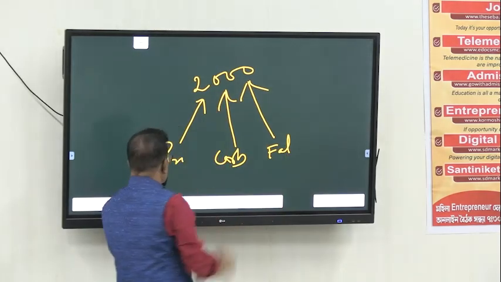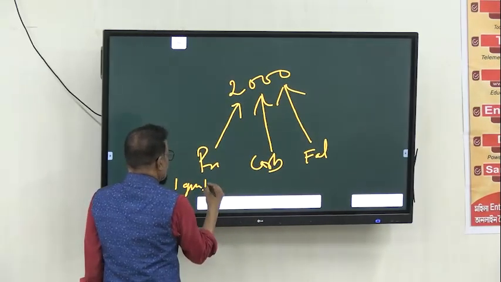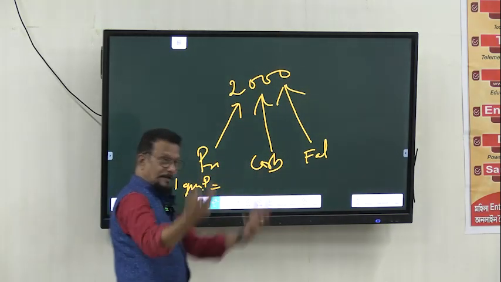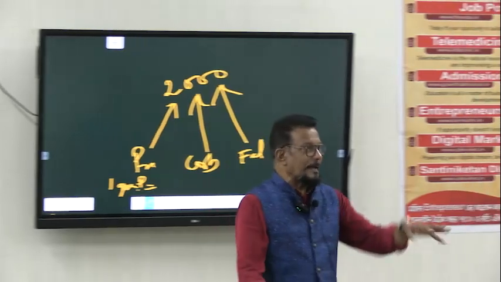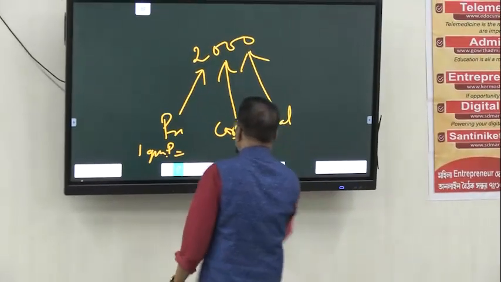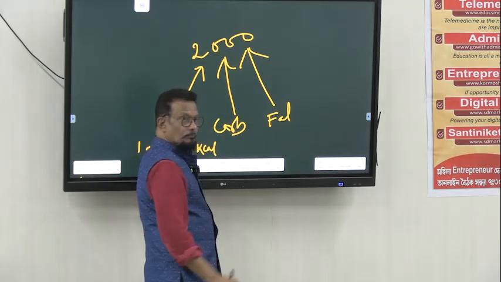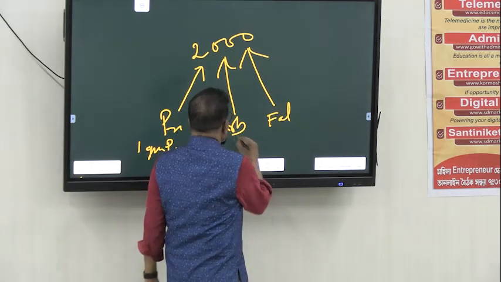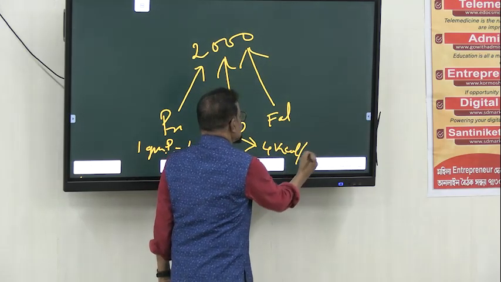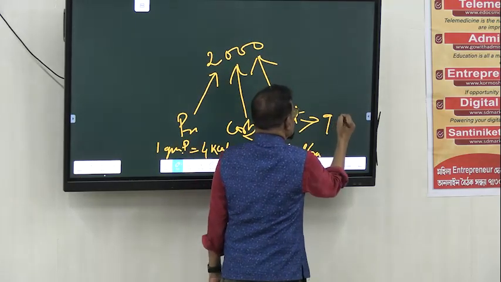They will contribute. 1 gram of protein, when it is utilized in my body, can provide us 4 kilocalorie of energy per gram. Carbohydrate is also 4 kilocalorie per gram. And fat is 9 kilocalorie.